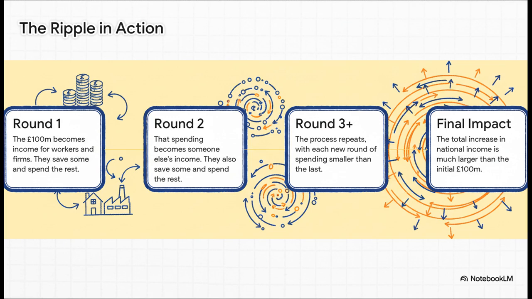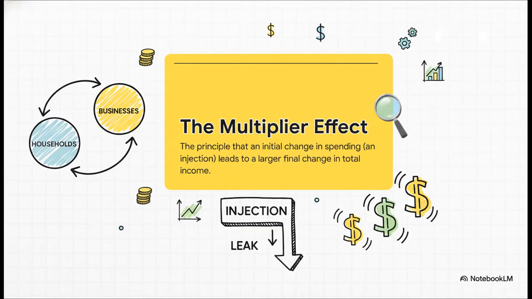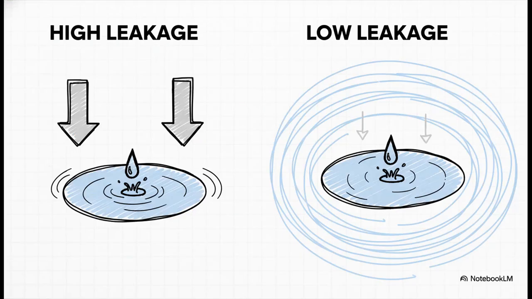It's like dropping a stone in a pond. The ripples just keep spreading out. And this incredible chain reaction has a name. It's called the multiplier effect. It's one of the most powerful concepts in economics. It means that an initial injection of spending leads to a much, much larger final increase in the total national income. So what decides how big that final ripple gets?